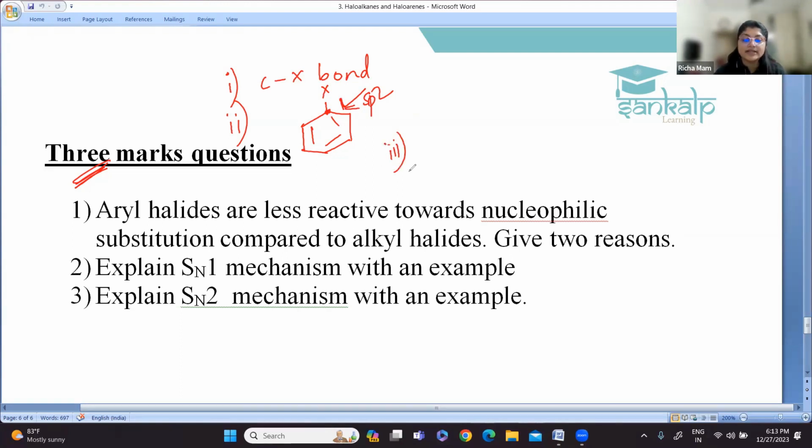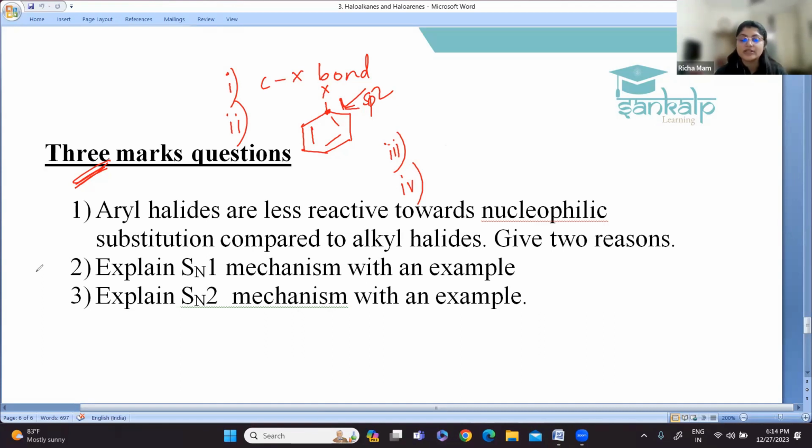And what is the third reason? You can write instability of phenyl cation. So this is the third reason. Then the fourth reason is what? Electron-rich benzene ring will repel the electron-rich nucleophile. So these are the 4 reasons.